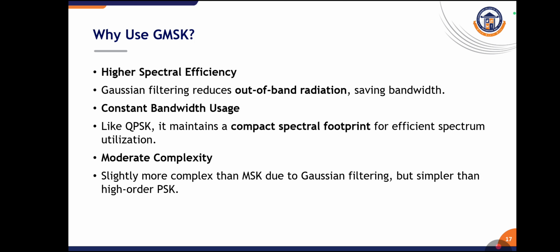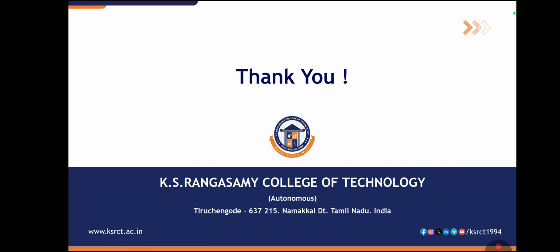Why use GMSK? Higher spectral efficiency. Gaussian filtering reduces out of band radiation, saving bandwidth, and constant bandwidth usage. Like QPSK, it maintains a compact spectral footprint for efficient spectrum utilization, with moderate complexity. It is slightly more complex than MSK due to Gaussian filtering, but simpler than high order PSK.